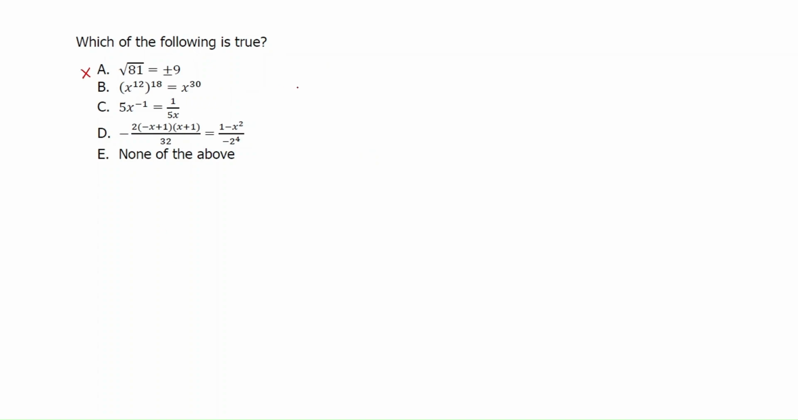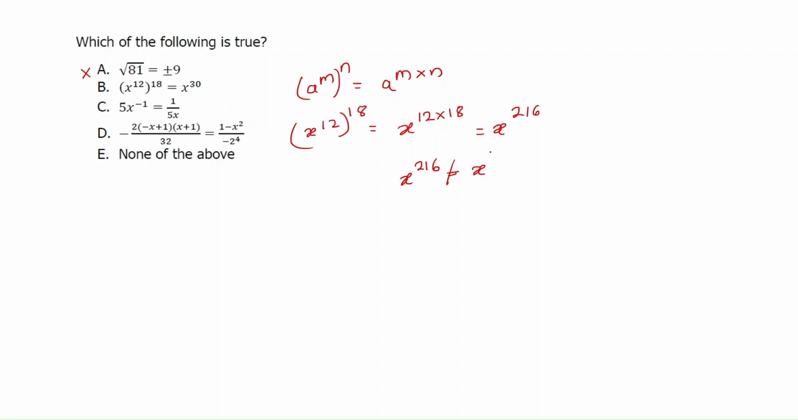Okay, now let's see option B. When we raise any power to another power, we multiply the exponent. So this is our rule. Option B, x raised to the power 12 raised to the power 18, is equal to x raised to the power 12 into 18, which is equal to x raised to the power 216. That definitely means that x raised to the power 216 is not equal to x raised to the power 30. That means option B is also incorrect.